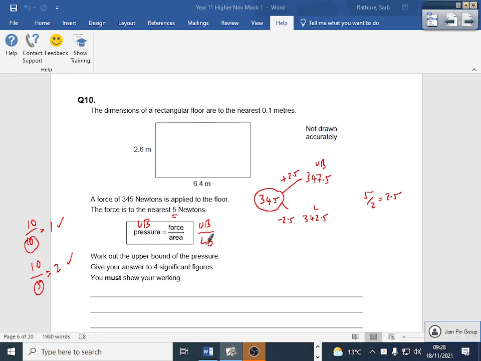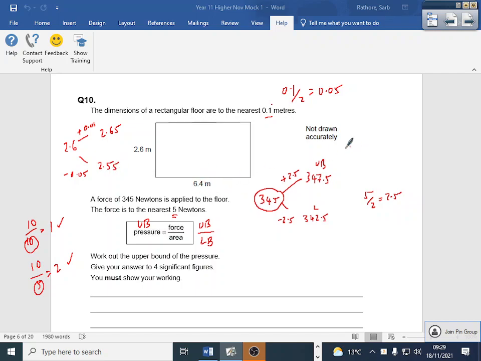So I want the lower bound of the area. In order to get the lower bound of this area, I want the lower bound of here. Now this is to the nearest meter. Again, you could get 0.1 divided by 2, and that gives me 0.05. And you've got the 2.6. To get the upper bound, you add the 0.05, so the upper bound gives me 2.65. And minus 0.05, the lower bound gives me 2.55.